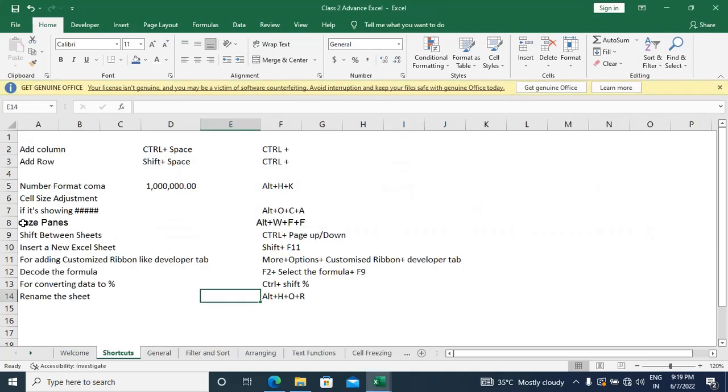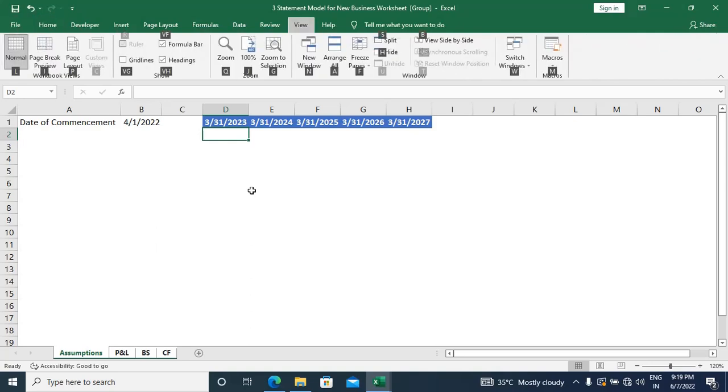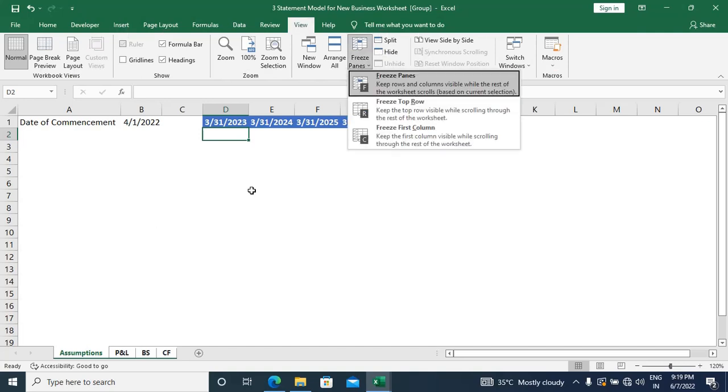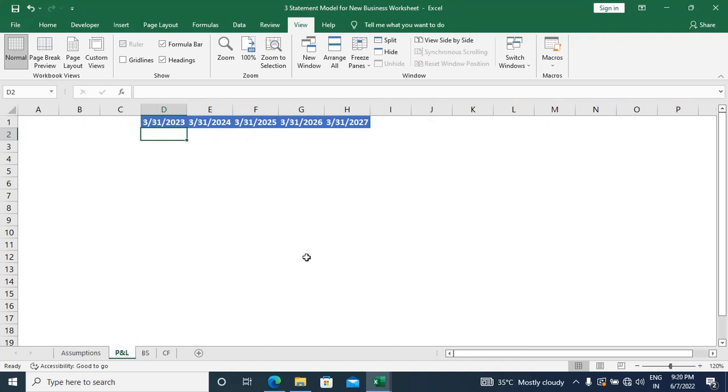You can see freeze pane. How to freeze pane is that freeze panes Alt W F F. I have already shared this shortcut, so I will do the same thing. I will press Control because I want this change to take place everywhere in all the Excel sheets, and press Alt W for view, F for freezing, F for freeze pane. And now wherever I go, it would actually help me. Now throughout all the sheets, the same.